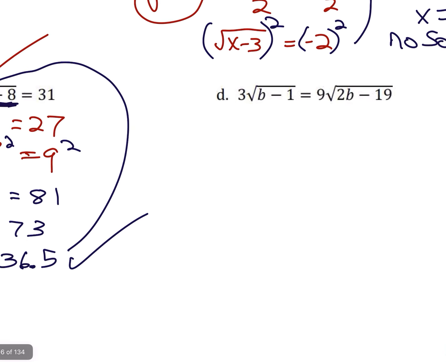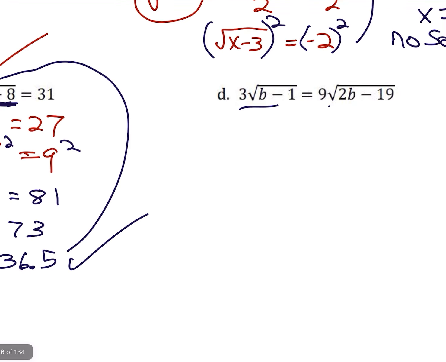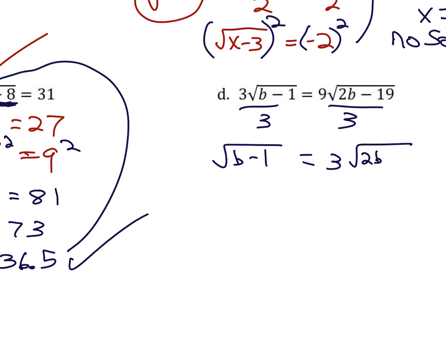Okay, let's go to D. All right, so for D, the first thing we're going to do is divide both sides by 3. So now we have the square root of b minus 1 equals 3 times the square root of 2b minus 19. We didn't have to do that step, but it just makes all of our numbers easier to work with.